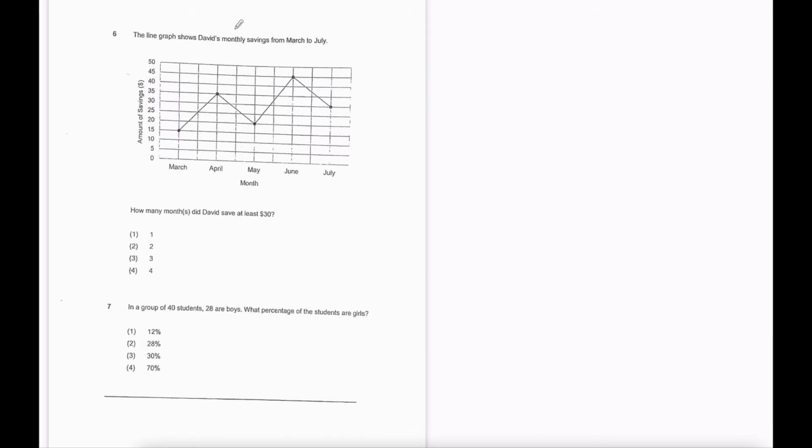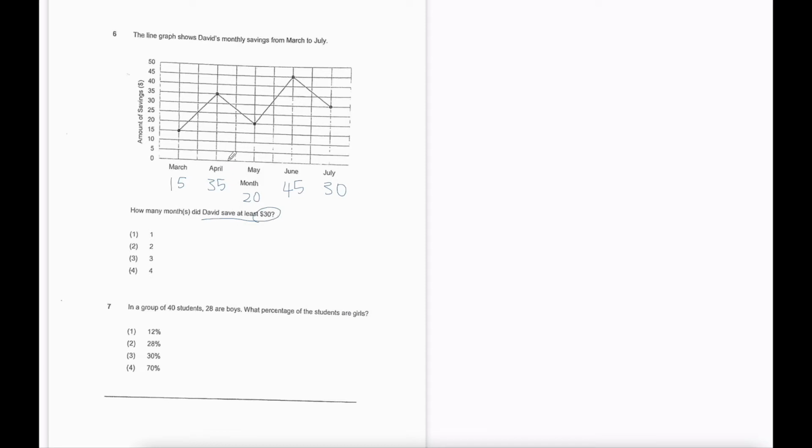Next, the line graph shows David's monthly savings from March to July. How many months did David save at least $30? Let's find out how much he saved per month first. In March it's 15. April it's 35. May it's 20. June is quite a lot, 45. And July is 30.